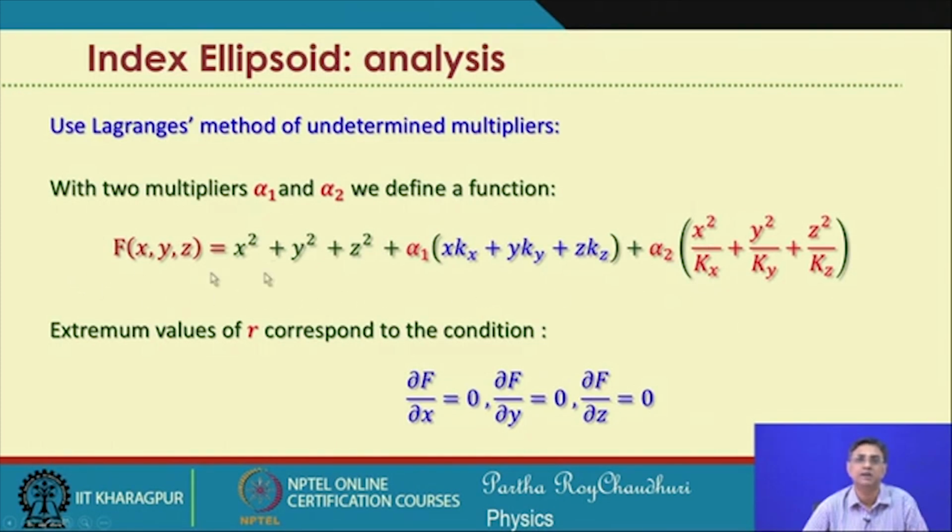So, put together we write this function, and to look for the extremum values of this function, we know that del f del x must be equal to 0, del f del y must be equal to 0, and del f del z must be equal to 0. These 3 conditions will be simultaneously satisfied, and that will correspond to the condition for the extremum value, that is minimum and maximum value of r, where r square is x square plus y square plus z square.